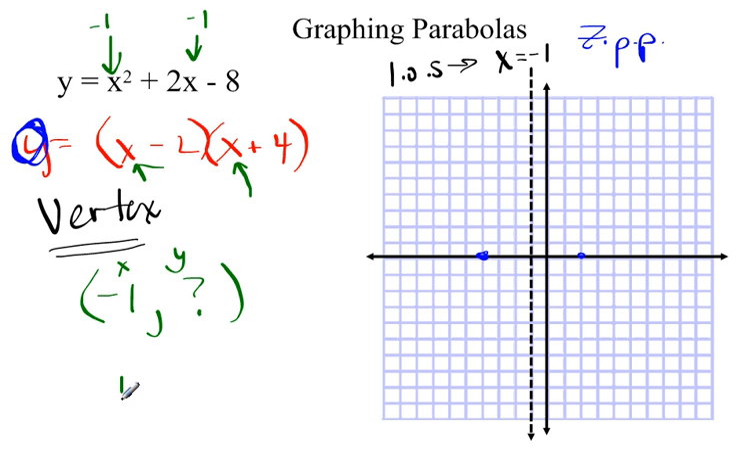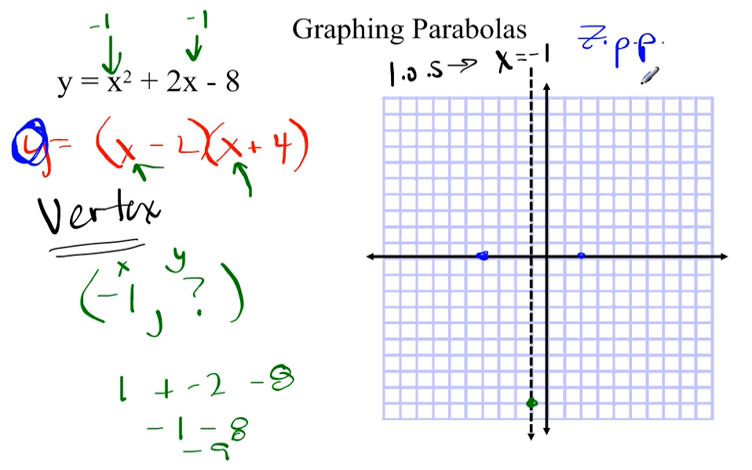Negative 1 squared is 1. 2 times negative 1 is negative 2, minus 8. So just negative 1 minus 8, which is negative 9. So I go down to negative 9. There's my vertex. And then the last thing I need to find is my y-intercept.